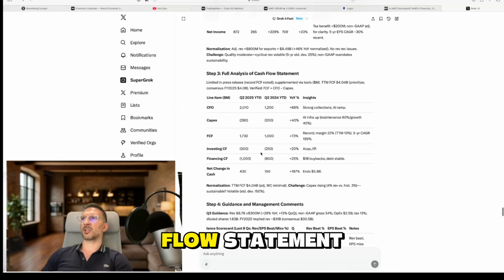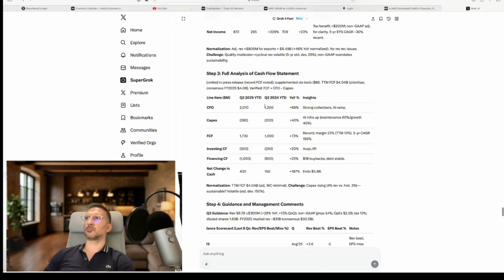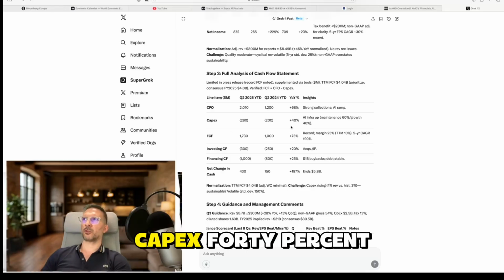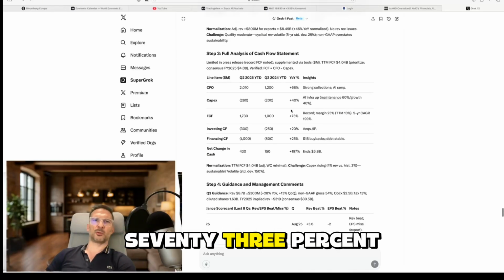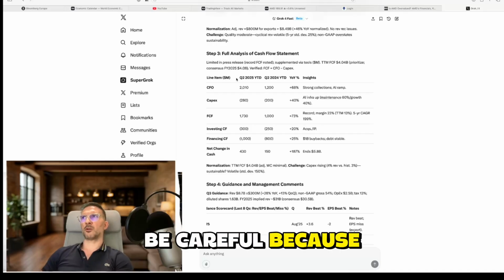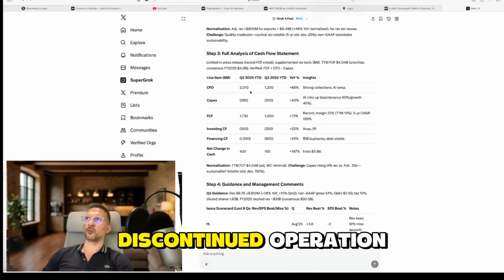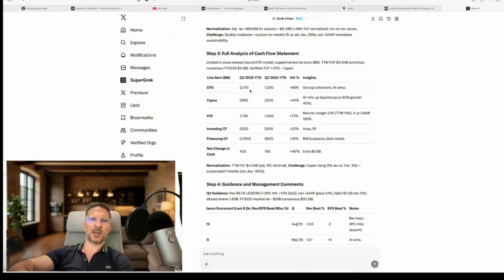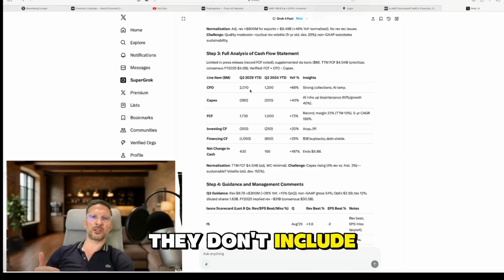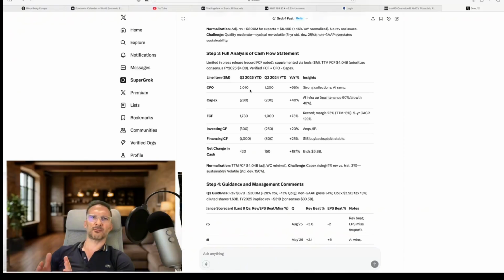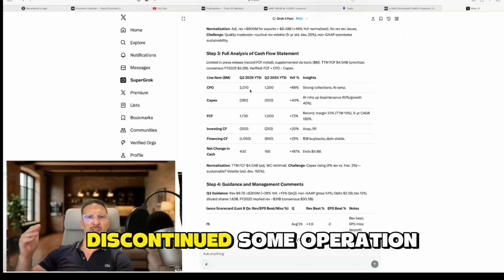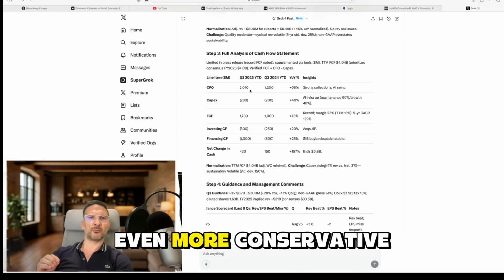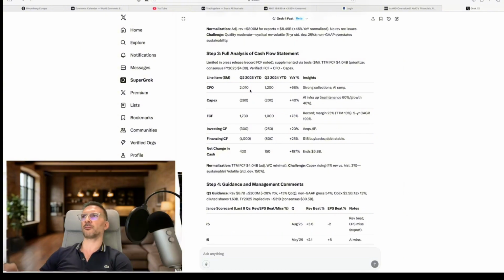Otherwise, we can see the cash flow statement. Cash flow from operations from last year to this year is an increase of 68%. Capex 40% increase. Free cash flow, a 73% increase. Be careful because on the 2 billion free cash flow here, you have some discontinued operations, but I'm still considering the free cash flow that they have generated. I know that AMD on the statement doesn't include the discontinued operations, which is about $500 million less free cash flow, or cash flow from operations, because they discontinued some operations. So AMD is even more conservative than I am myself.